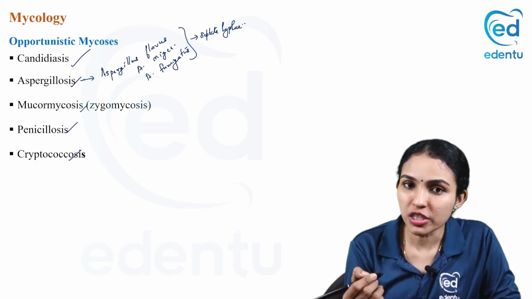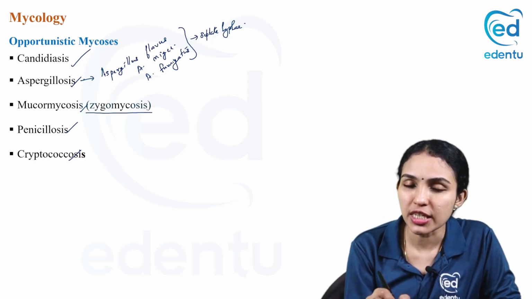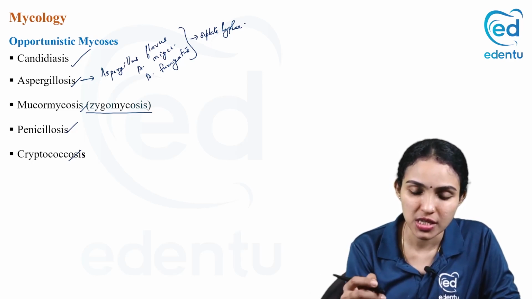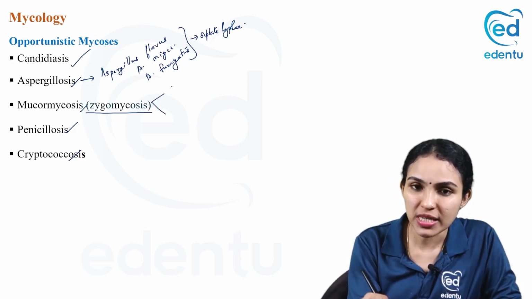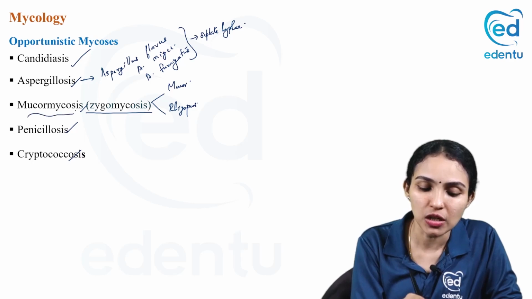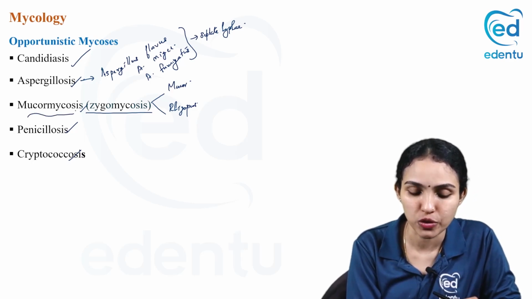Now coming to mucormycosis, which is otherwise called zygomycosis. Why? Because Mucor comes under the zygomycetes fungi. There are two types of zygomycete fungi you have to remember, not only Mucor but also Rhizopus. The infection caused by both of these is together called mucormycosis or zygomycosis.